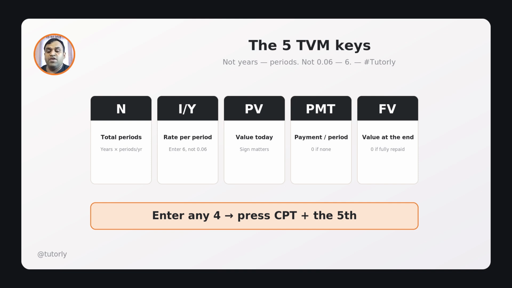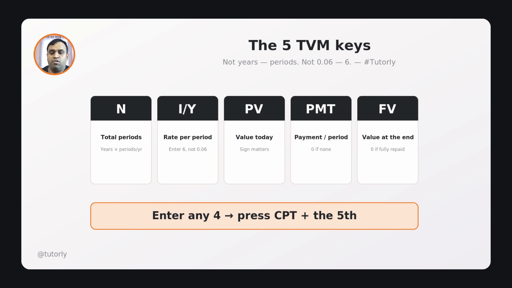The next one is PV, that's the value today. And next, PMT, the payment each period. Again, it's per period, not per year. And the last one is FV, that's the value at the very end.